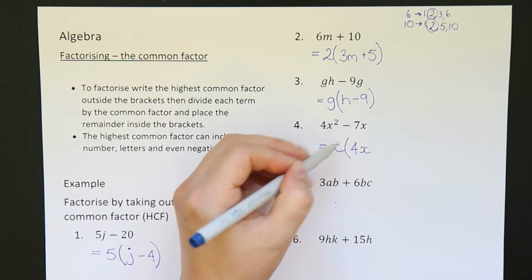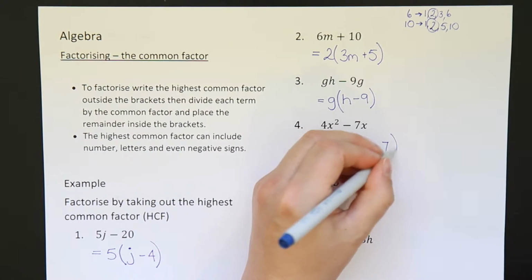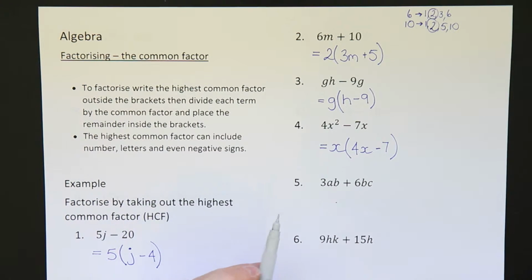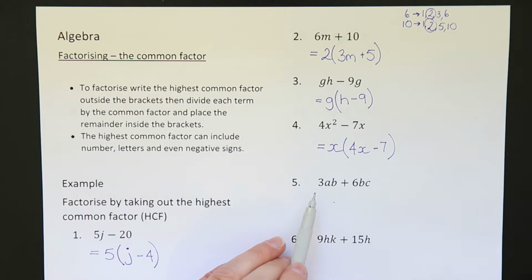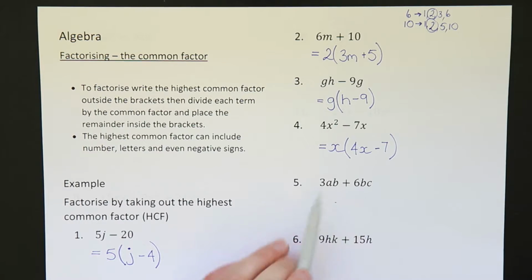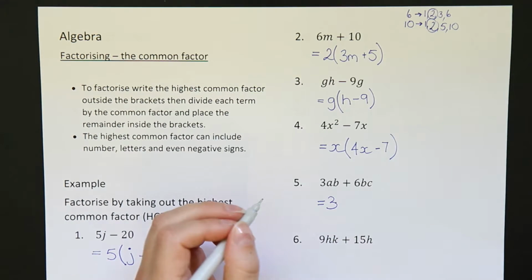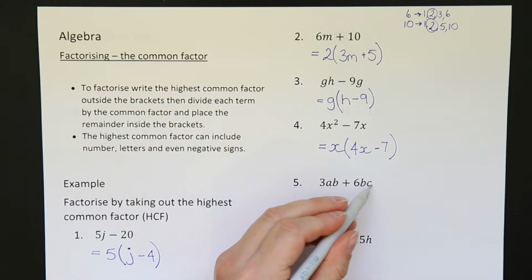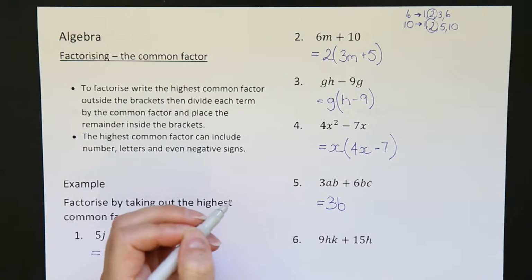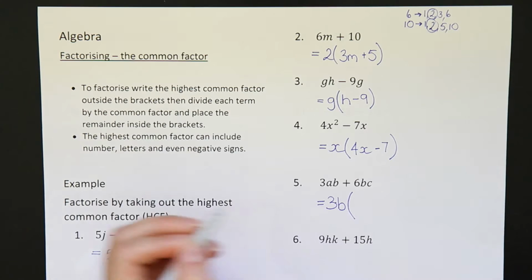Minus 7x divided by x, that will take that x away, and I'll be left with negative 7. Sometimes you can have letters and factors, like in question 5, 3ab plus 6bc. Both of those numbers can be divided by 3, so 3 is my number factor. I have ab and bc, both of those terms have a b, so b is also a common factor. So 3b, my highest common factor at the front.